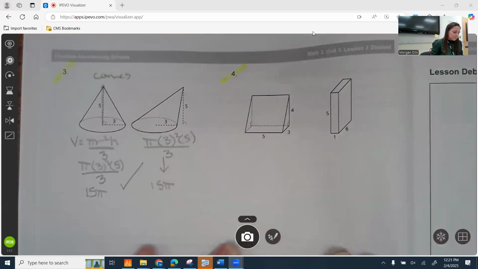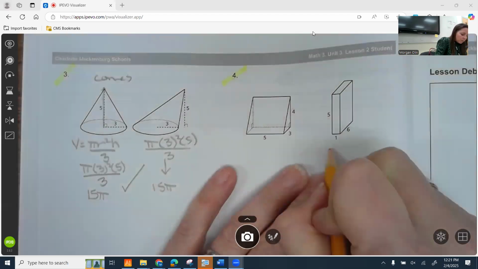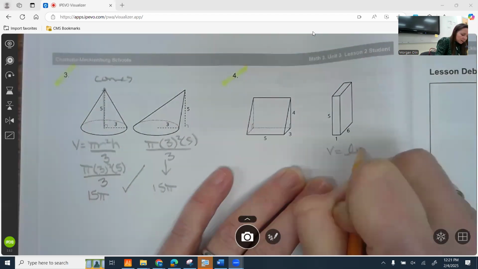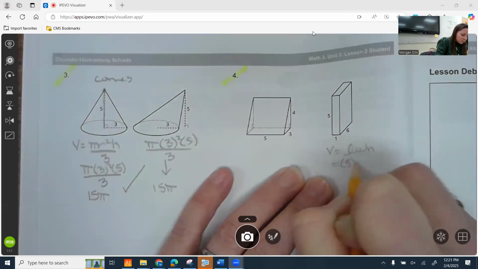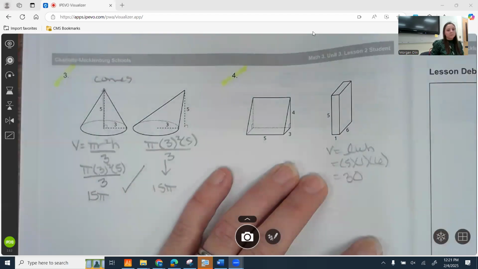Now, let's look at this one. I'm going to start off with what I know. I know the volume of this box is going to be length times width times height. So 5 times 1 times 6. When I multiply that, that is 30.